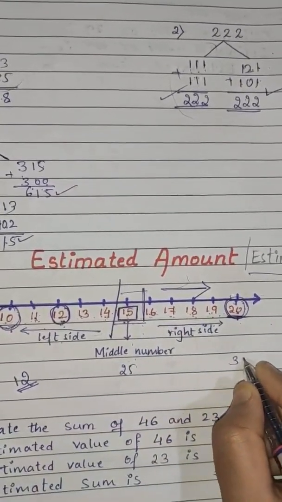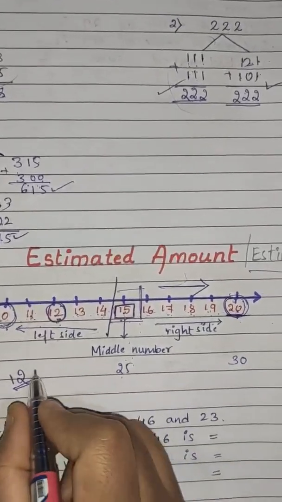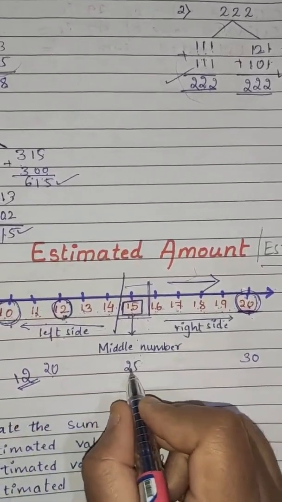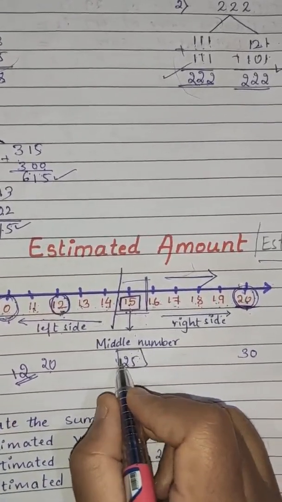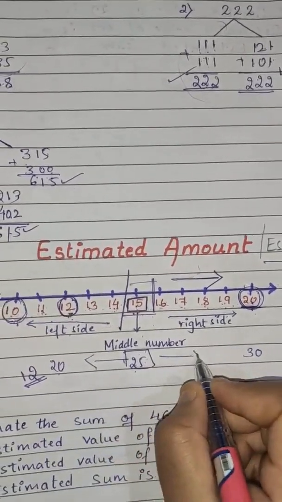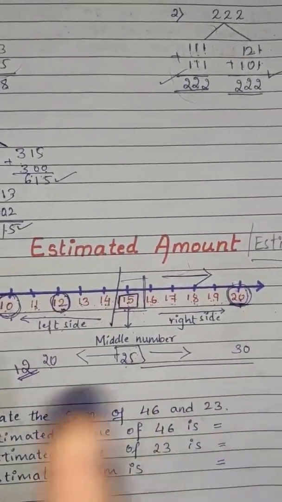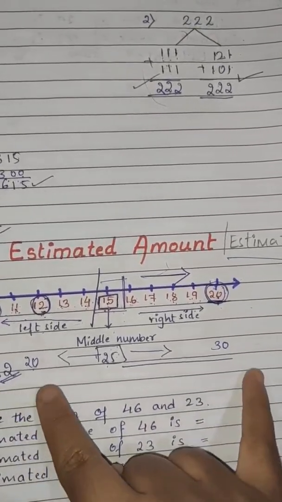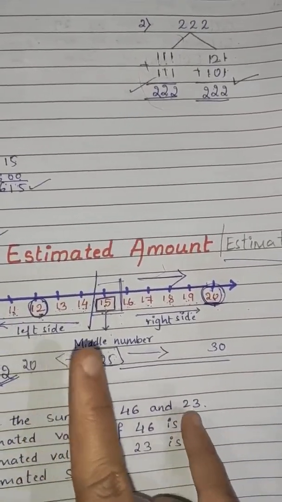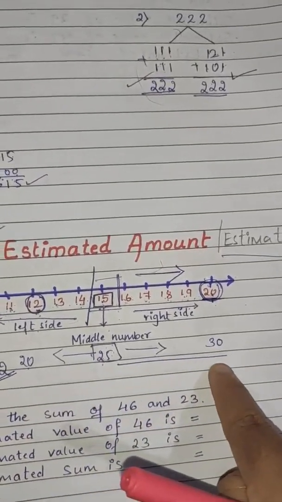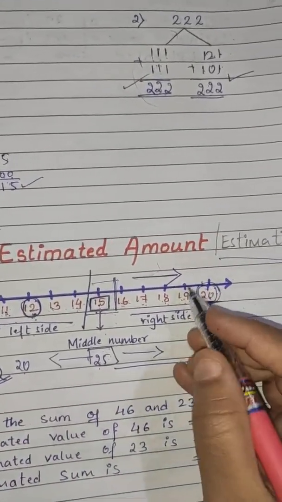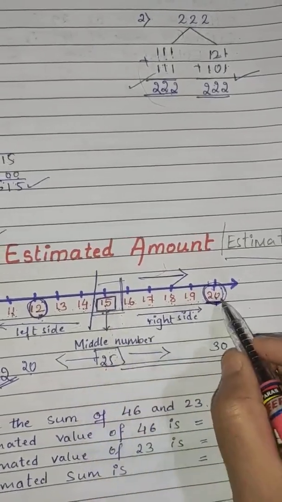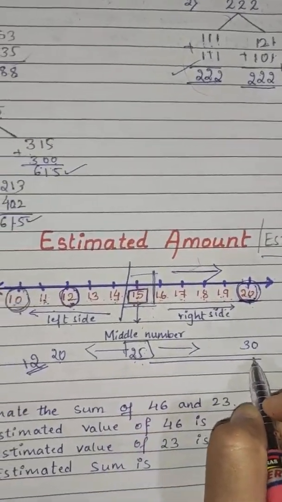Now suppose here it is 25, between 20 and 30. What is the estimation value of 25? It is a middle one. Whether it is 20 or 30, it is 30. So the estimated value between any two tens is estimated to its next ten. Therefore the estimated value of 15 is 20 and of 25 is 30.